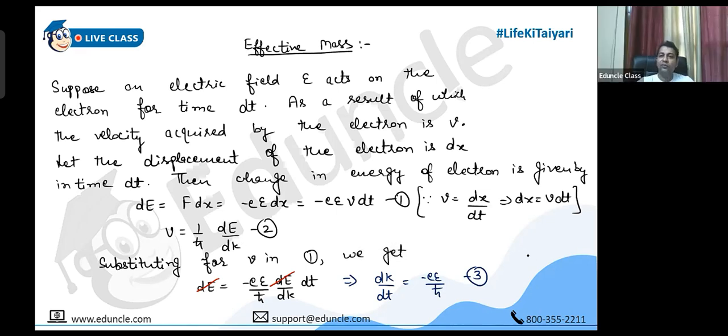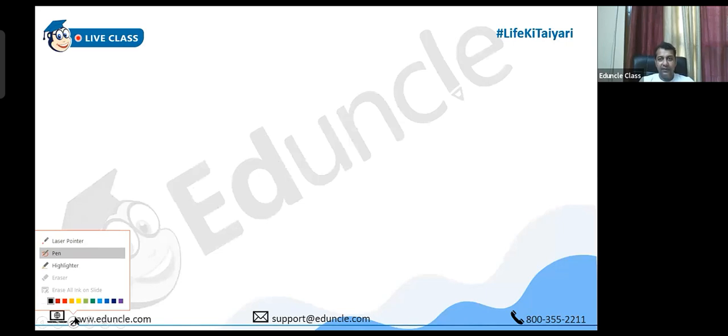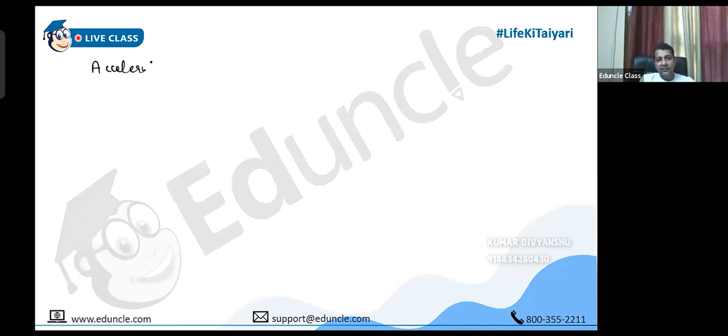Means we are making use of the dispersion relation in order to get the quantities. Now, this dk by dt is there. Now, what about the acceleration? Can someone tell me about the acceleration? What will be the acceleration of the electron in this particular case?